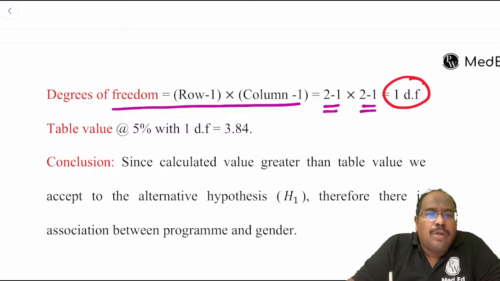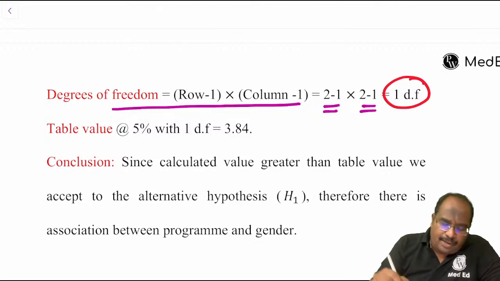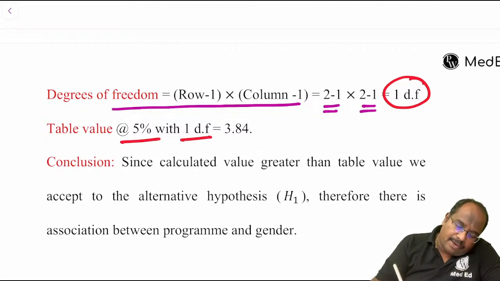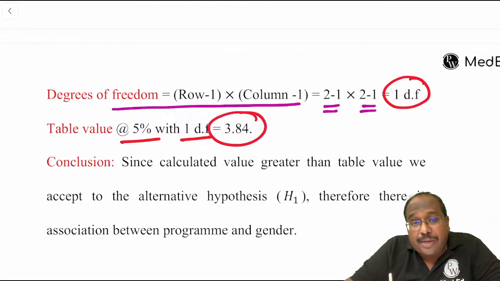Fine. Now, the table value for degree of freedom 1. This is the chi-square table value. This is fixed, guys, 3.84. If they are not giving it, we have to remember. For degree of freedom 1, it's 3.84. If it is another degree of freedom, they are supposed to give it in the practical exam.